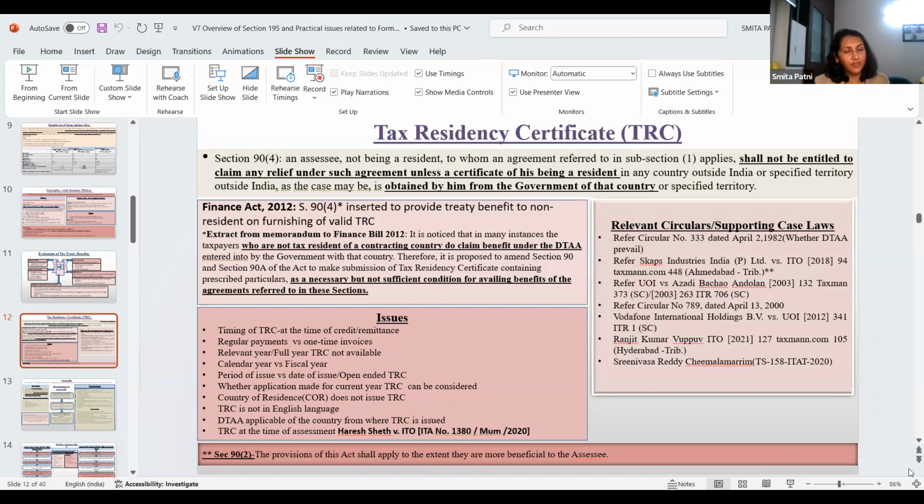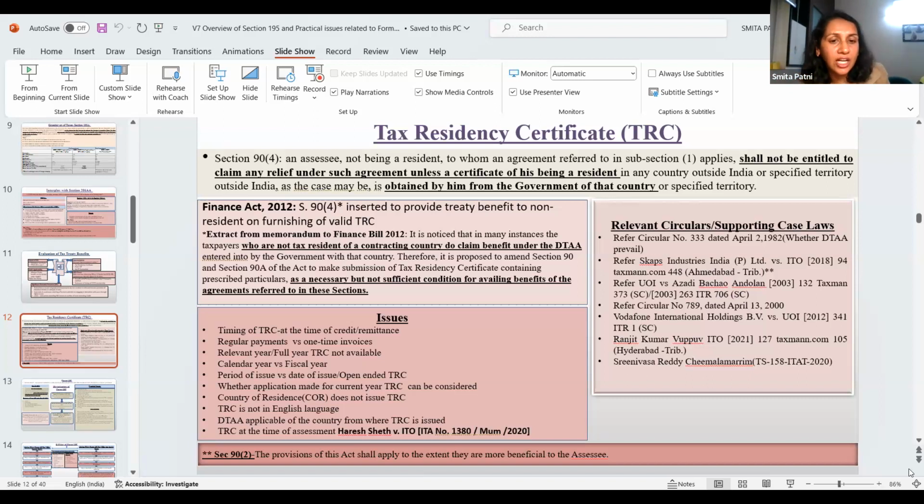Now, there are TRCs which are relevant for the full year, or TRC not available. For example, calendar year versus fiscal year. Generally, TRC is issued in January, while our financial year starts in April. So there is a three-month block. There are two ways to handle this problem. One is that we deduct proportionate TDS, that is, treaty rate only on the amount for which we have got the TRC, and for the remaining three months, we deduct tax as per the Income Tax Act. The second option is that if we have got the TRC for both the years, then obviously we can take the benefit for the complete period. Otherwise, we only make payment for which TRC is there, stop the rest of the payment, and wait for the TRC to come.